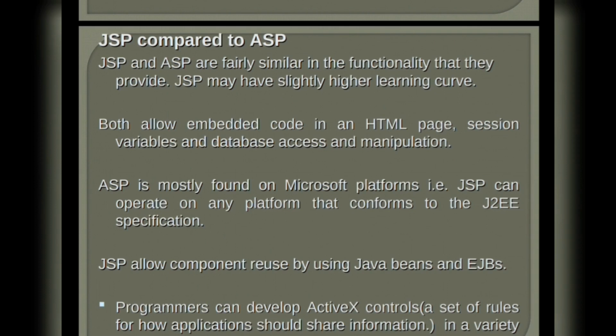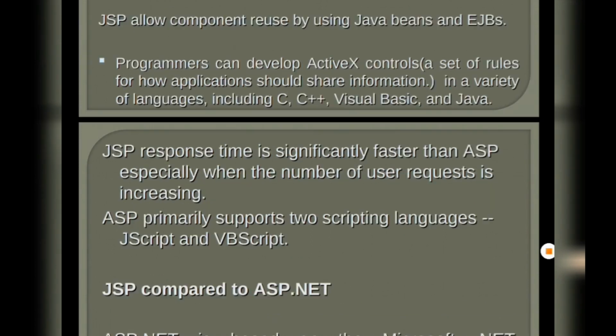Another one is that JSP allows component reuse by using Java Beans and EJBs. By using these two technologies, we can reuse the JSP components. By this property, programmers can develop ActiveX controls using a variety of languages including C, C++, Visual Basic and Java. So another main advantage.